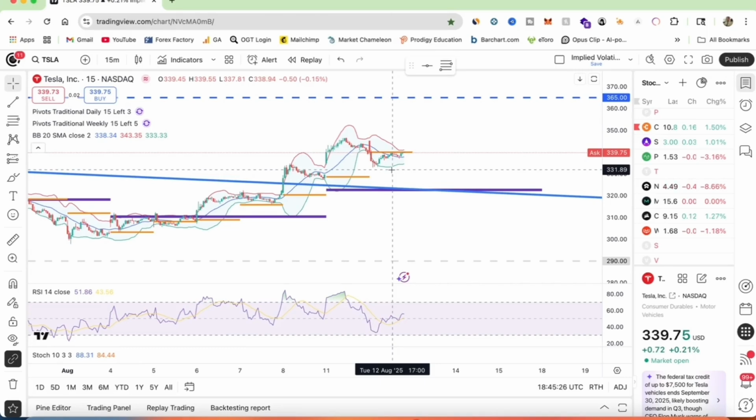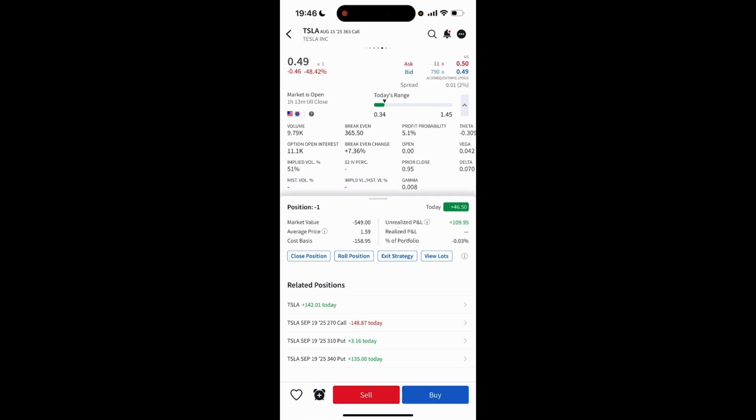So what we're going to do now is head over to my mobile. We're going to see what that position is looking like, and let's close it out if we've got a decent amount of profit. And where I'm looking to close out is around 50% of the 160 that I received. So we're here in my trading account, where you can see at the top we've got the Tesla August 15 365 call that we sold.